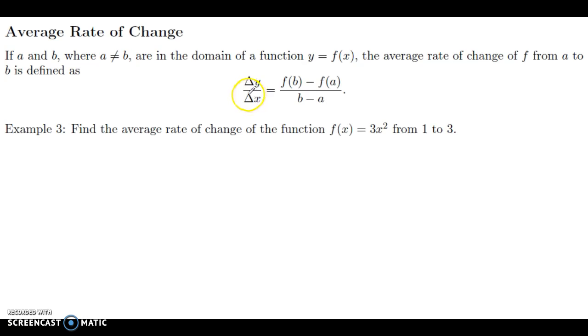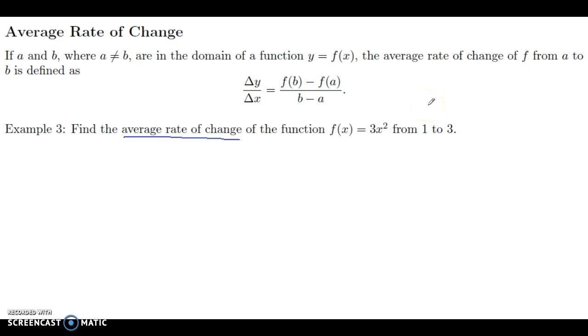We use the symbol delta x to represent the change in x and the symbol delta y to represent the change in y. And the formula for the average rate of change of the function f from a to b is defined as f of b minus f of a all over b minus a. So when we ask for the average rate of change, we will need to use this formula to do the calculation.